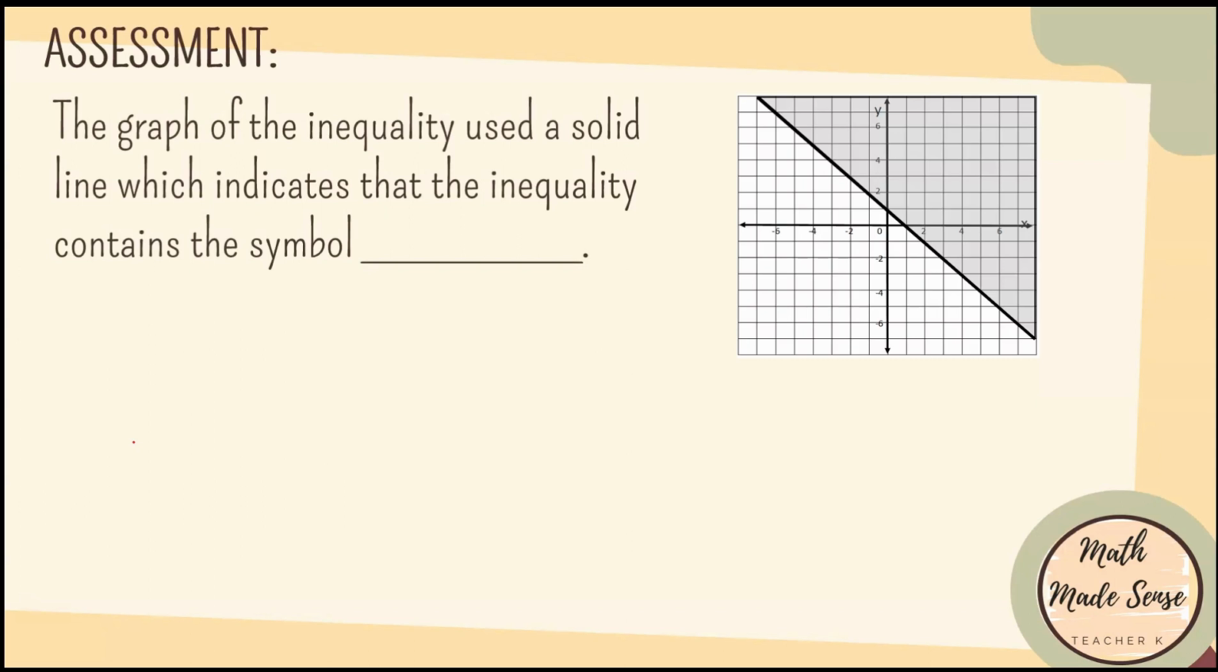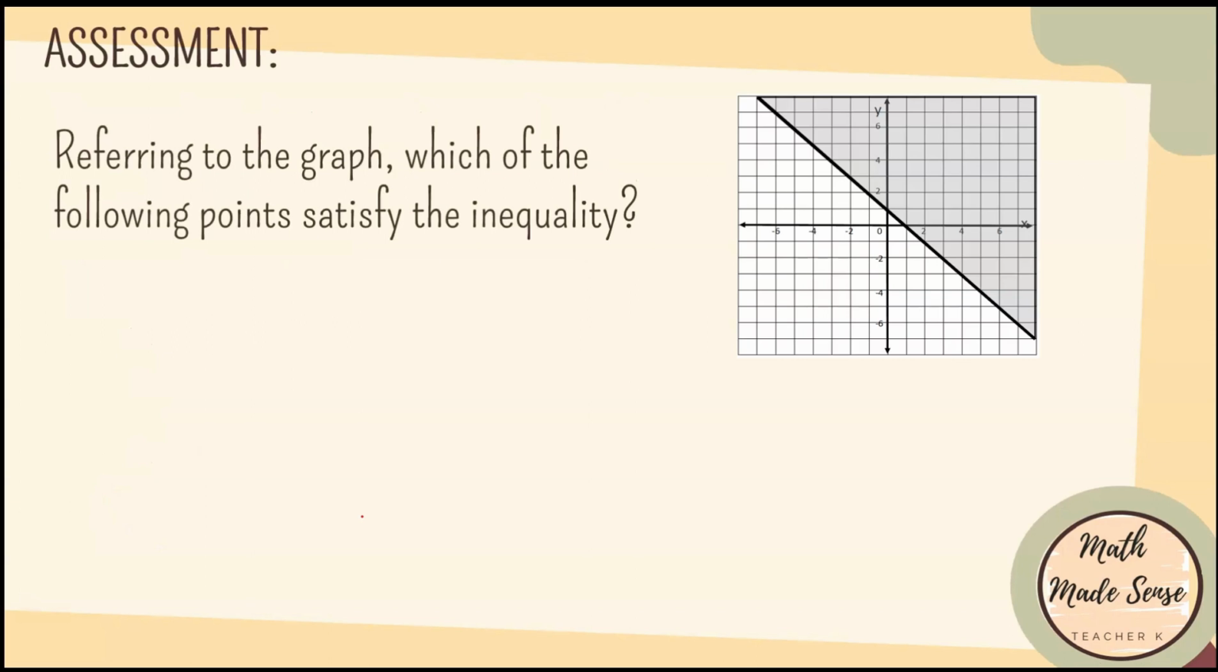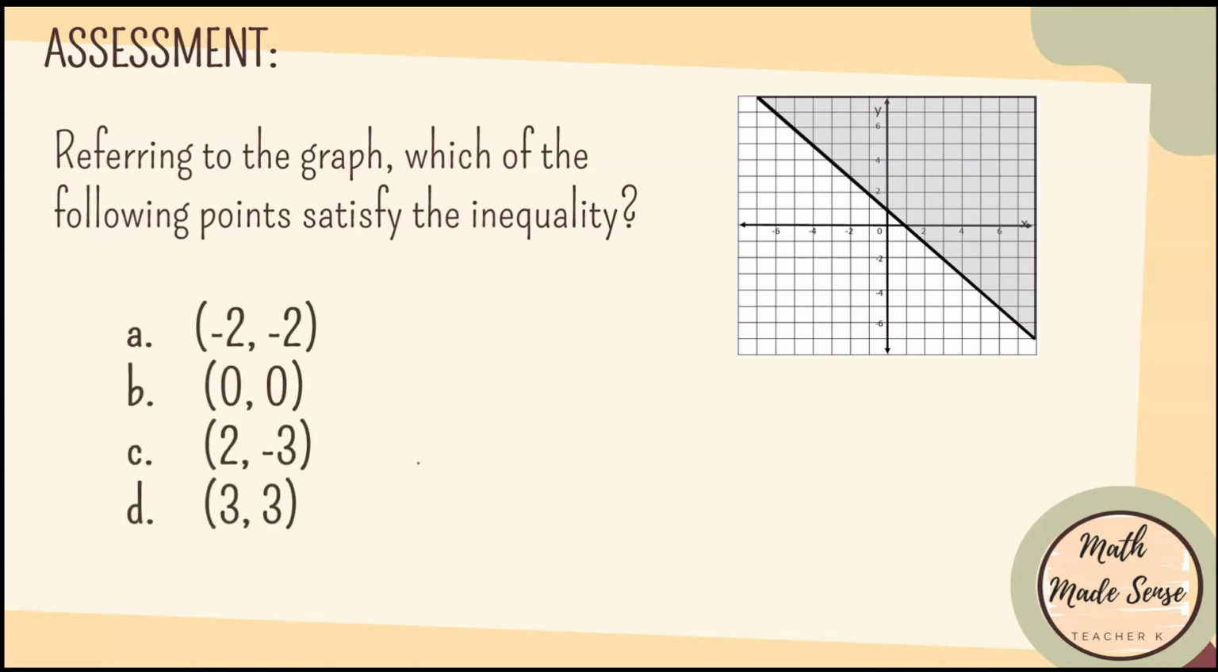The graph of the inequality used a solid line, which indicates that the inequality contains the symbol. The correct answer is letter D, less than or equal to or greater than or equal to. Referring to the same graph, which of the following points satisfy the inequality? So, the points that satisfy this inequality are the points located in the shaded region.